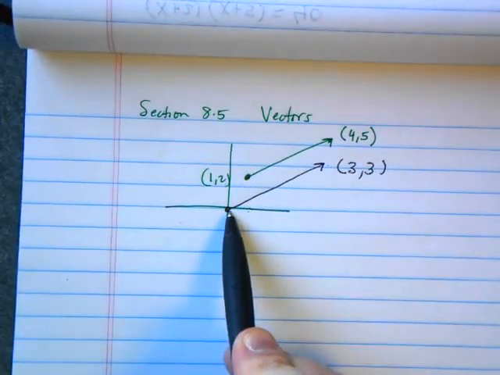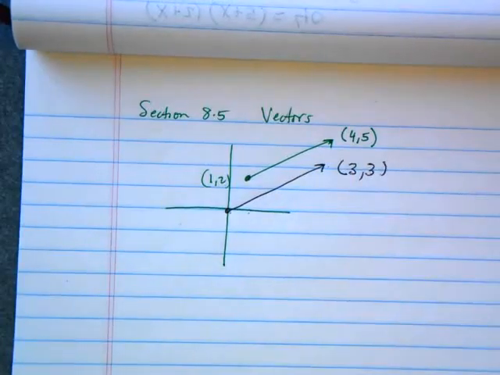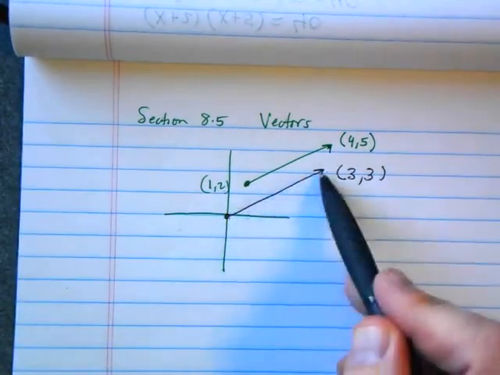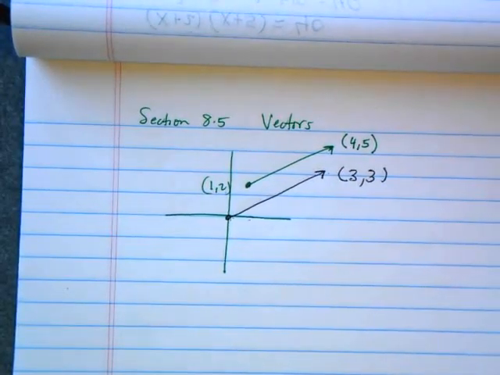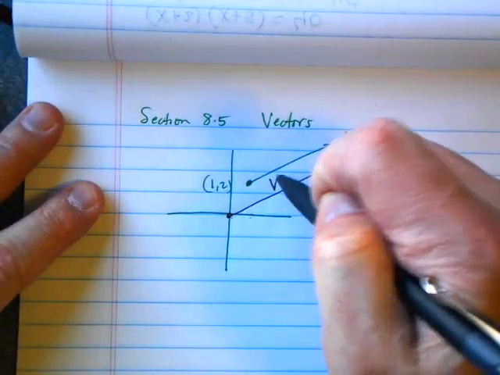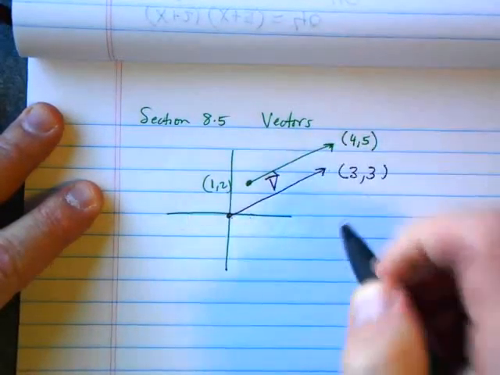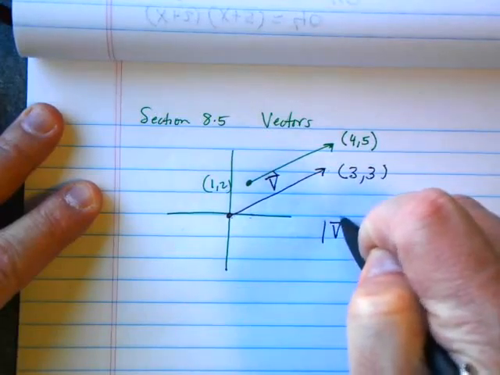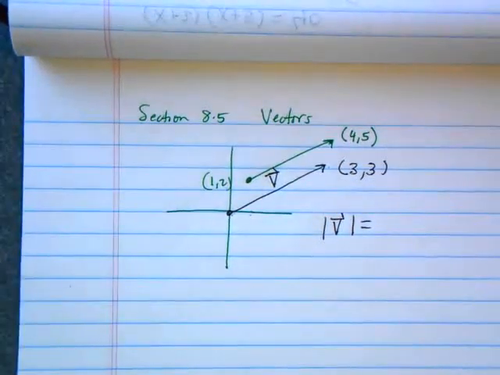So that puts me at 3, comma 3. Why is it very handy to have a vector written in standard form where it starts at the origin? It's very easy to get the magnitude. So if I call this vector v, I might use this symbol for magnitude of vector v. And what does magnitude mean again? It means the length. So how long is that vector?